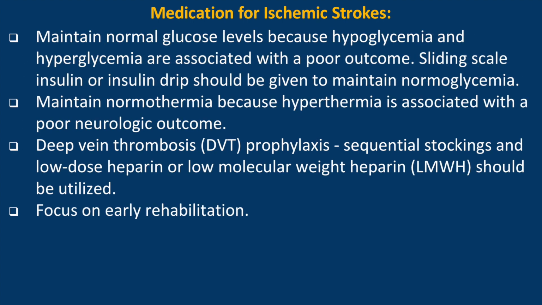Maintain normal glucose levels because hypoglycemia and hyperglycemia are associated with a poor outcome. Sliding scale insulin or insulin drip should be given to maintain normoglycemia. Maintain normothermia because hyperthermia is associated with a poor neurologic outcome. Deep vein thrombosis, that is DVT prophylaxis to be given. Sequential stockings and low dose heparin or low molecular weight heparin should be utilized. Focus on early rehabilitation.